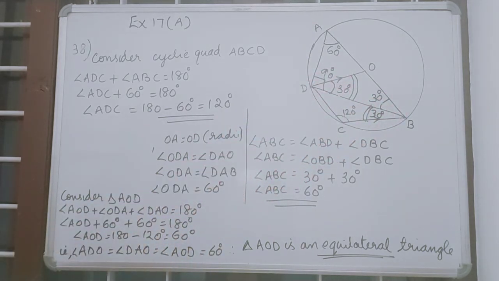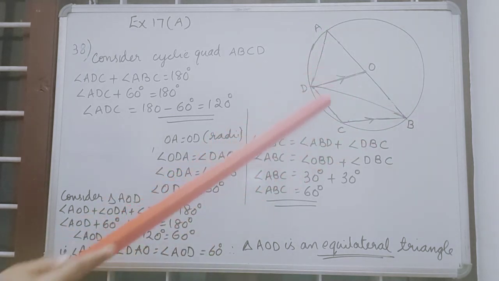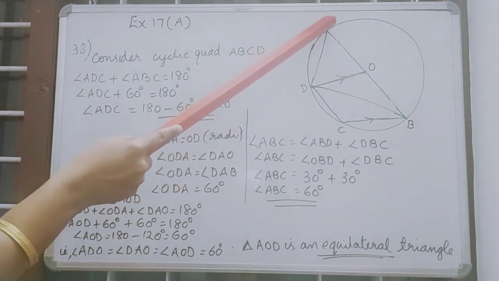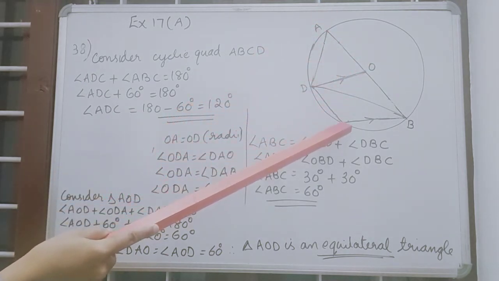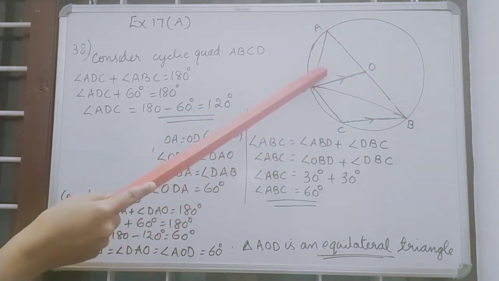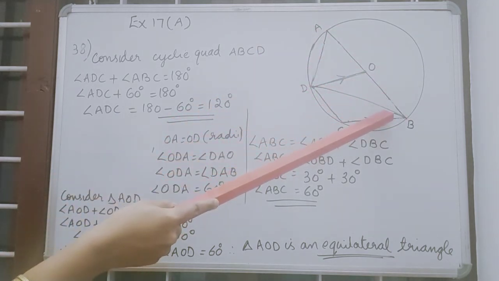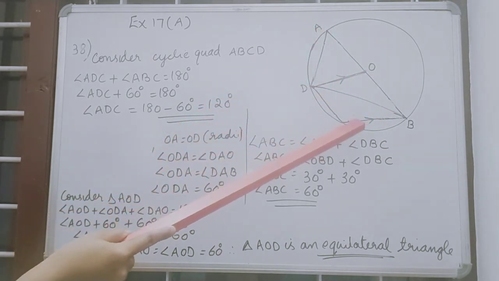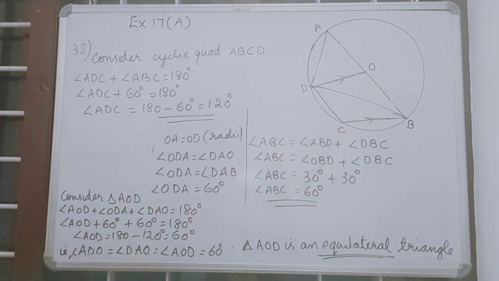So I will draw another figure. So consider the cyclic quadrilateral ABCD. Sum of opposite angles will be 180 degree. So consider this, ADC and ABC. These two are the opposite angles. So this sum will be 180 degree. ADC plus, we know angle ABC is equal to 60 degree. ABC we got it as 60 degree. So how are we getting ABC as 60 degree?